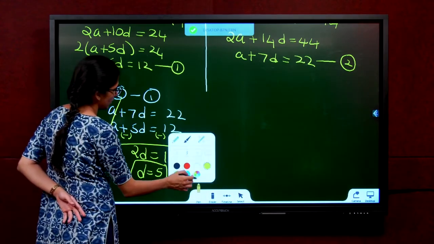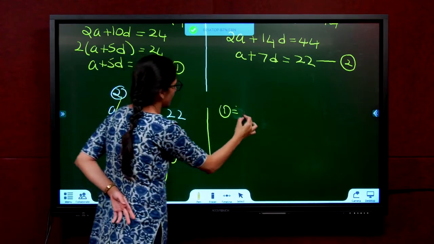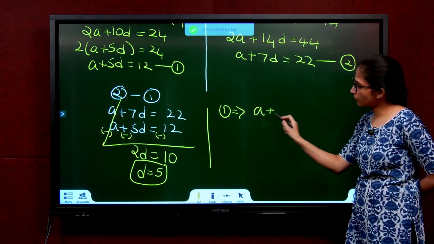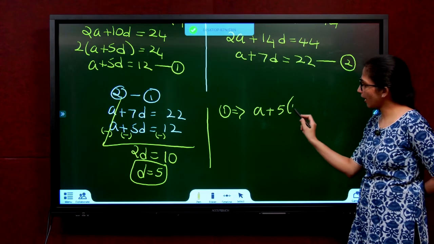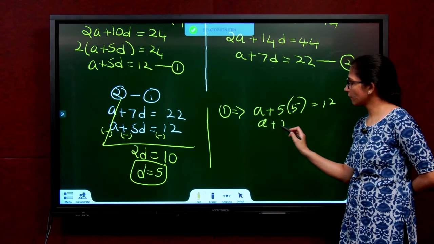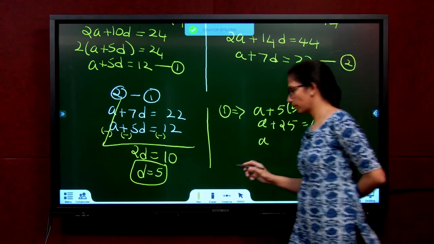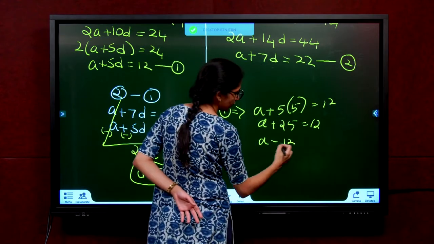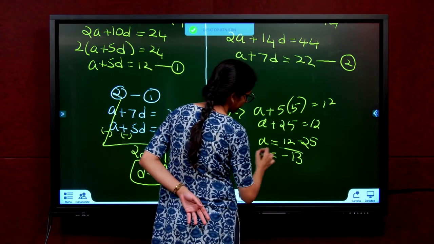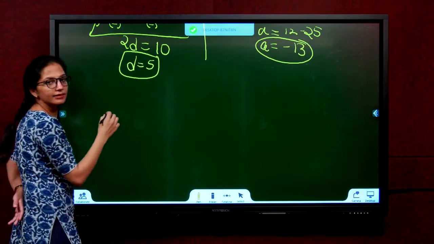Find A now. We can find A by using any one equation. We will use the first one. So, A plus 5D is 12. So A plus 5 into D, D is again 5, is equal to 12. A plus 25 is equal to 12. A is equal to 12 minus 25. A is equal to minus 13. A is minus 13, D is plus 5.